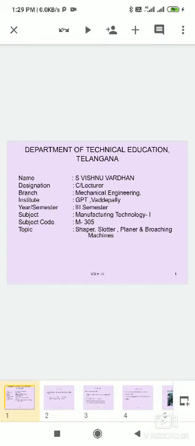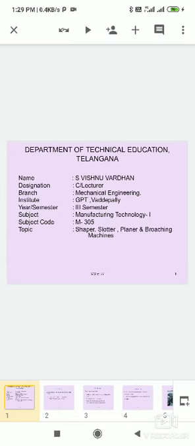Topic: Shaper. In the Shaper chapter, in the last class we discussed the construction details of the shaper and its specifications, explaining the construction details one by one. For example, base, bed, column, etc.